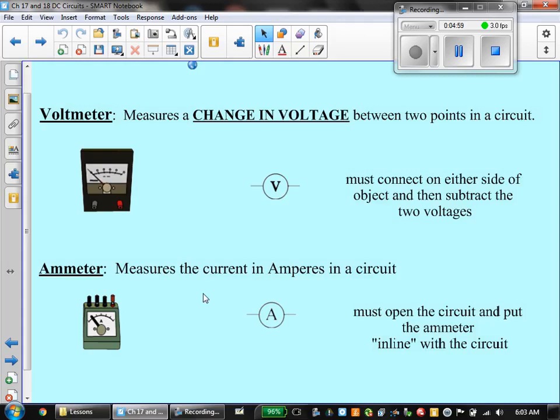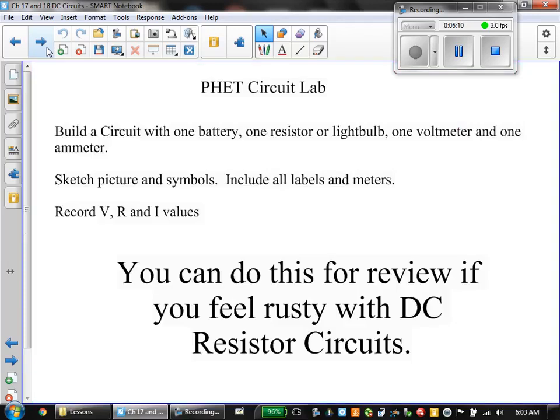Ammeters are the opposite. Because ammeters measure current, we actually have to put the ammeter in the circuit, in line. We have to break the circuit open, put the ammeter in there, so the current actually flows through the ammeter. And again, we'll see this. Now, you can go online and visit FET. They have a circuit builder, and that's actually a good idea to sort of play around, see how things work.